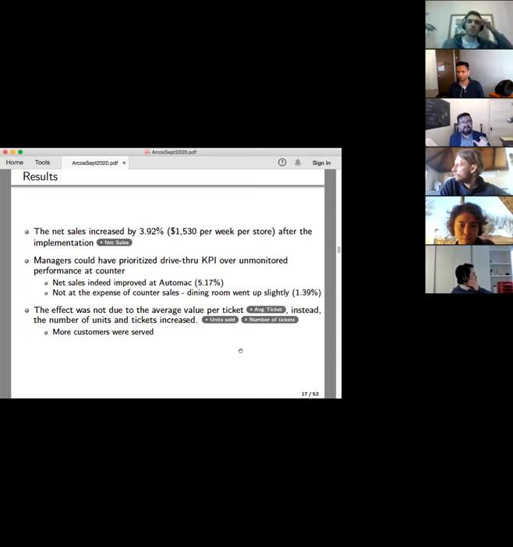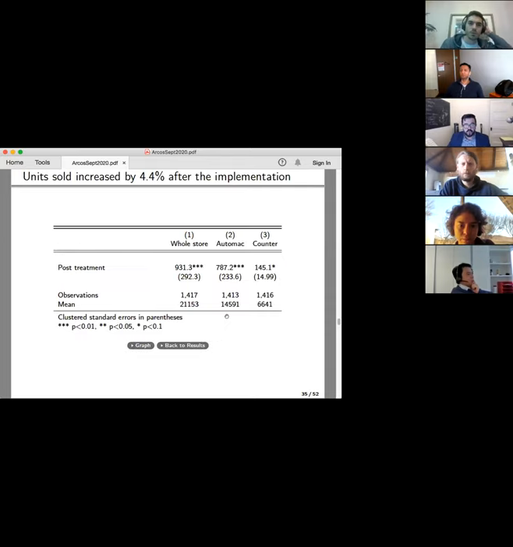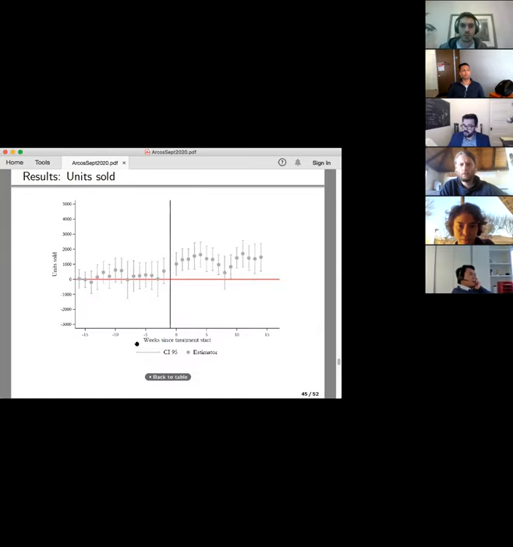Next, the effect was not due to the average value. It's not because the average value per ticket increased, right? Instead, the number of units sold and tickets increased, right? So tickets went up by almost 20%. But why is that necessarily a puzzle? I don't see that's a puzzle to me. I think that's quite intuitive to me.